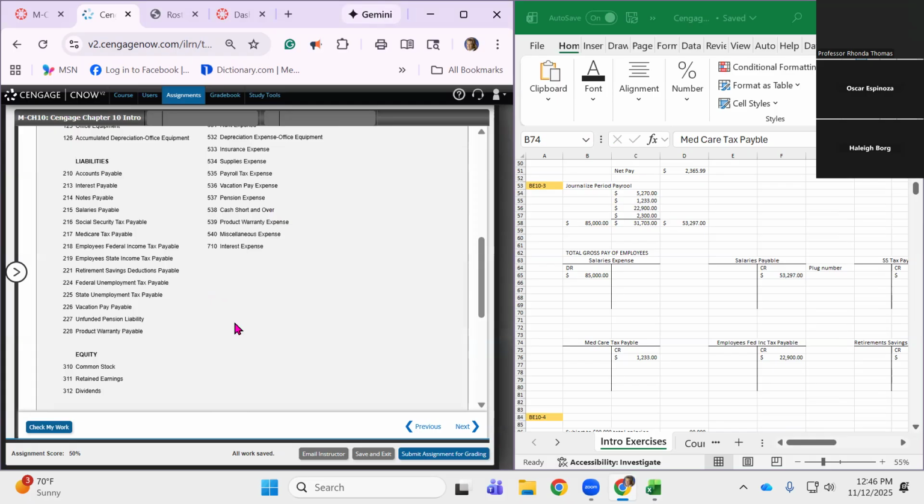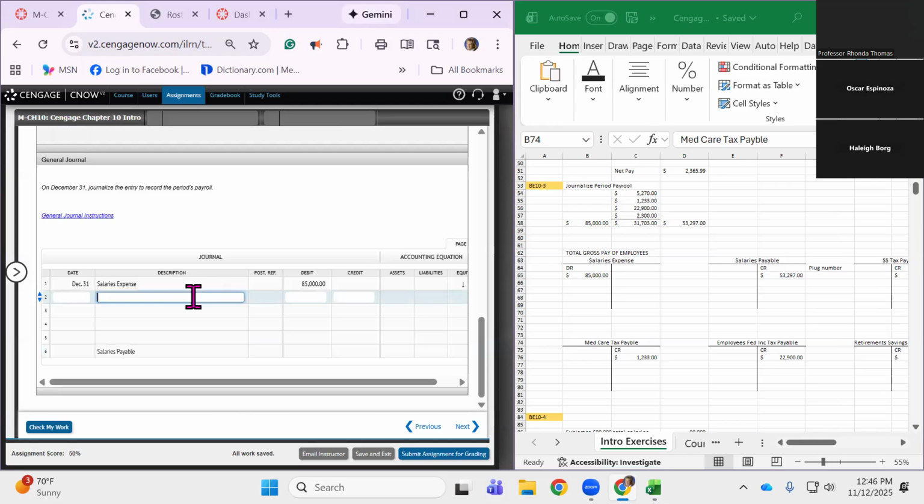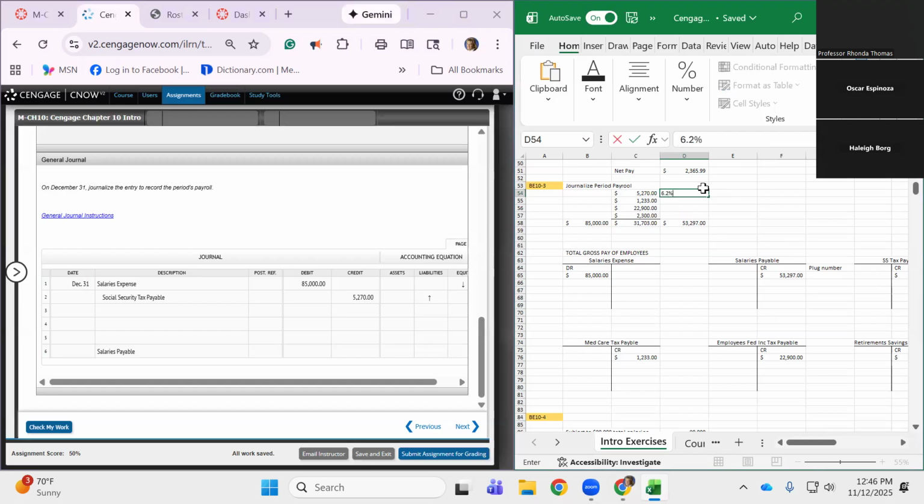So then I'm going to borrow these, okay? The first one we're going to put in is Social Security tax payable. Let's see if that's okay with them. If we put that in, yep, and Social Security tax payable, according to them, is $5,270. That should be 6.2% of that 85,000. So just for kicks, I'm going to check if they're following what they're telling us or not. They may not be, but I'm going to check it.